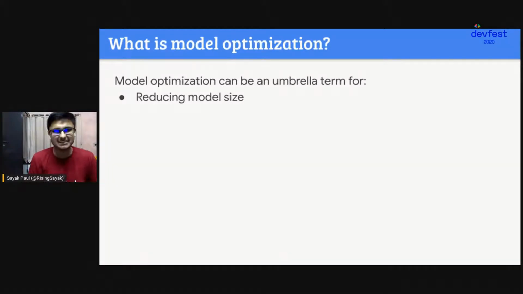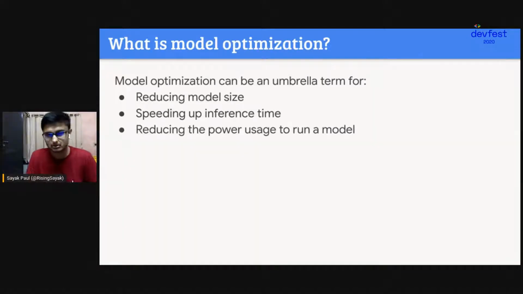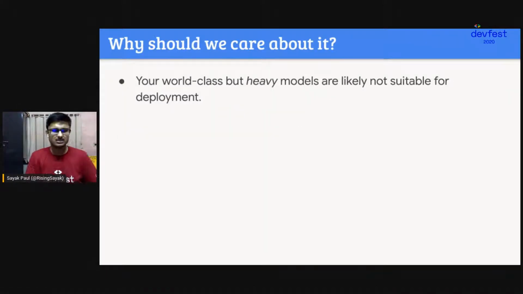So let's start. What is model optimization? Model optimization can be an umbrella term for reducing model size, speeding up inference time, or reducing the power usage to run a model, but without incurring the expense of your model performance at the same time. All of these points come with this hidden constraint of not compromising your model's performance, because after your model is optimized, you would want your model performance to be at par with the original model performance, right?